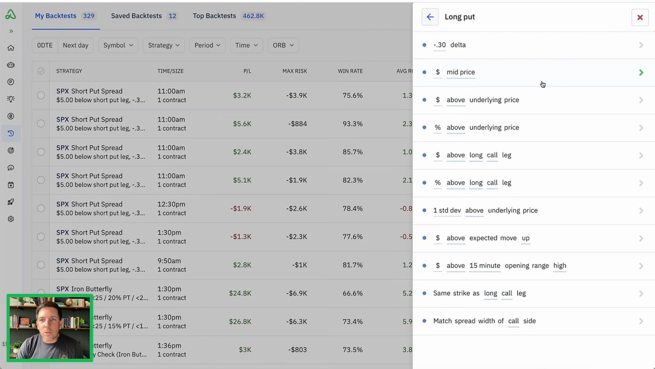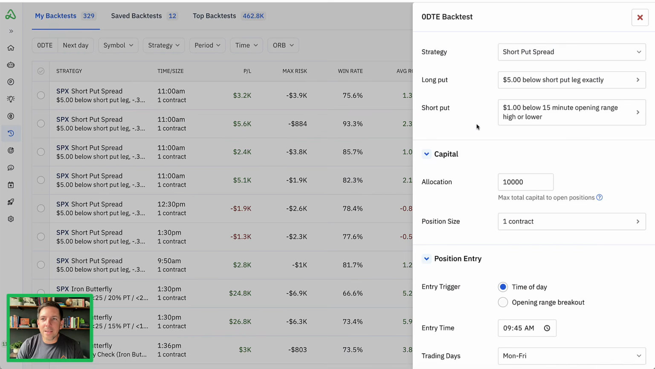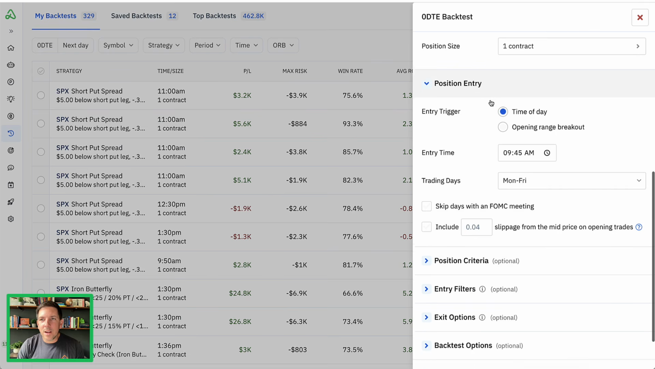And then with our long put, we can cue this off of our existing short put, and we'll do $5 below our short put. We always have a $5 wide spread for SPX. Personally, I like doing $5 wide spreads for most of my trading because it keeps the risk in line. It doesn't create a huge risk position. Capital, we'll just do the basics, $10,000, one contract at a time.